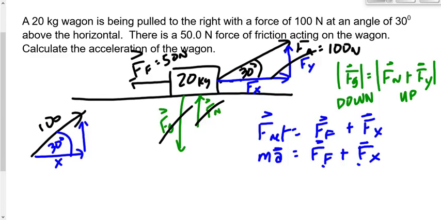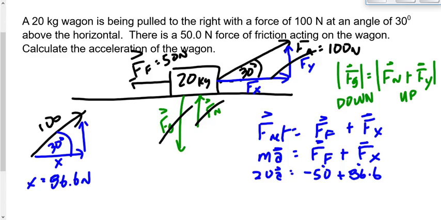Okay, in the end, that 100 newtons is important. But what's really important about it? Well, it's the component that actually causes motion. The y component doesn't cause any motion. It combines with the normal force to cancel gravity. But the x component does cause motion. The x component would be 86.6 newtons using the cosine function. So we'd say 20 times a equals negative 50 plus 86.6. That gives us 36, and 36 divided by 20 works out to be 1.8 meters per second squared.